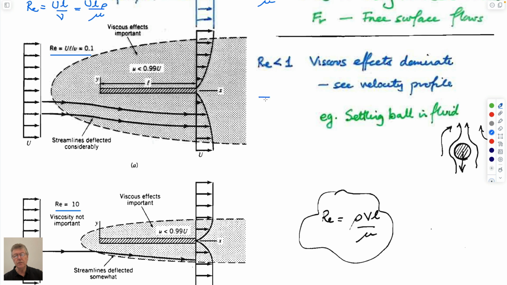And so since you know that the shear stress is equal to the viscosity times dV/dy, this is the x direction here. So this is the velocity in the x direction, but it's changing as you go in the y direction. This is using up energy in the system.